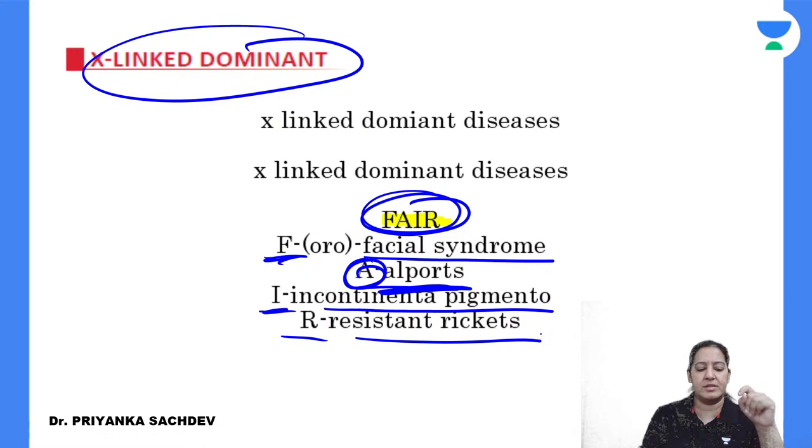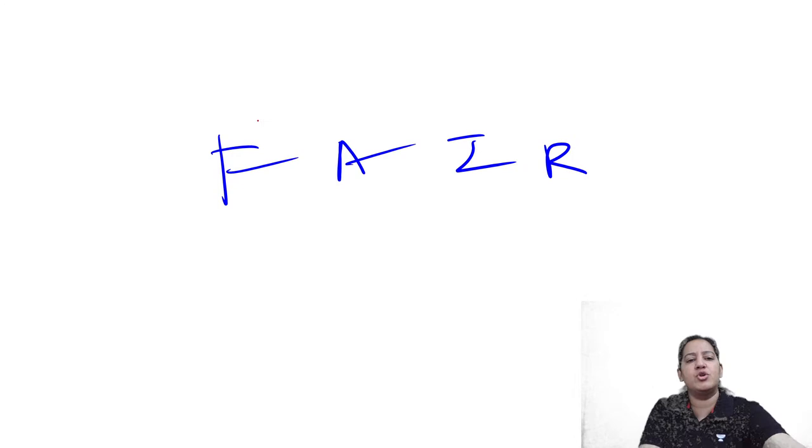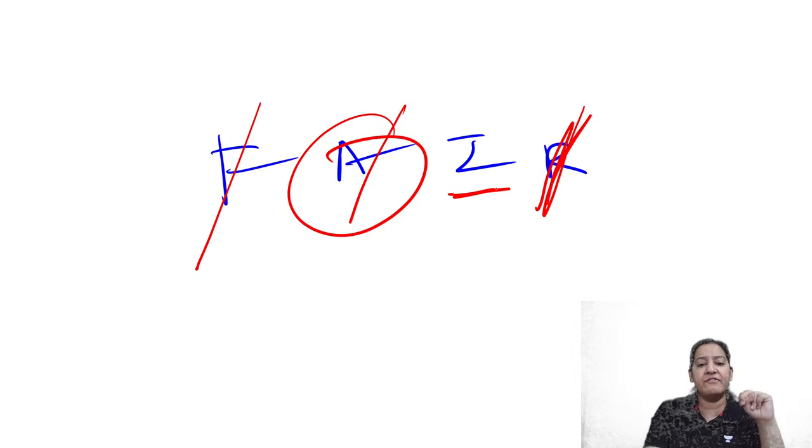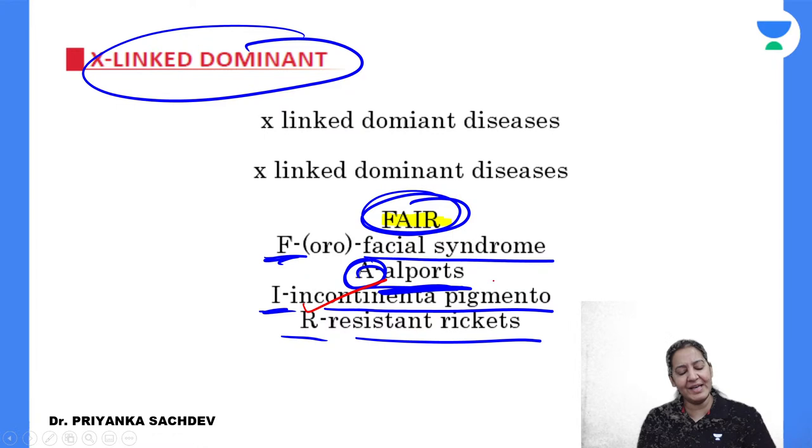So the mnemonic is FAIR. F stands for focal dermal hypoplasia, A for Alport, R for resistant rickets. And what is I? I is incontinentia pigmentosa. So please learn this mnemonic FAIR.